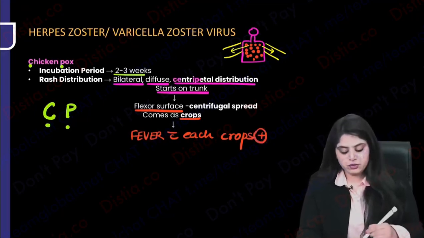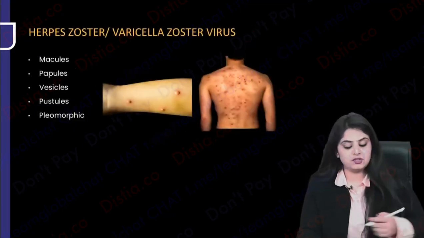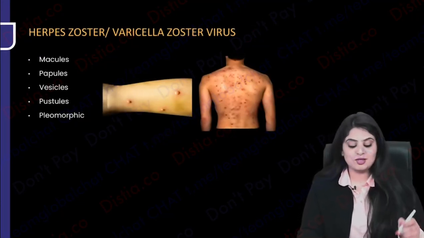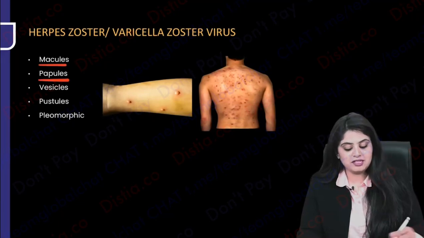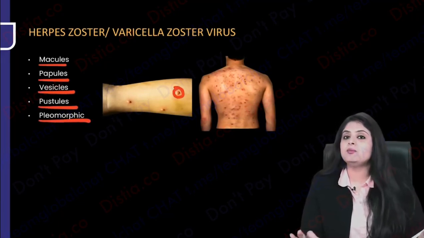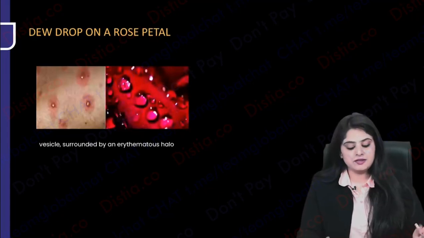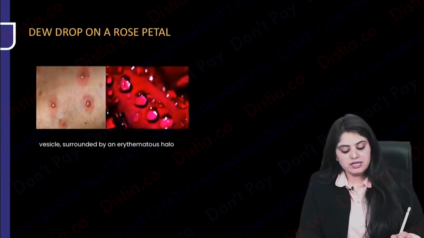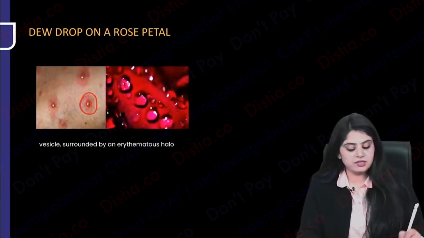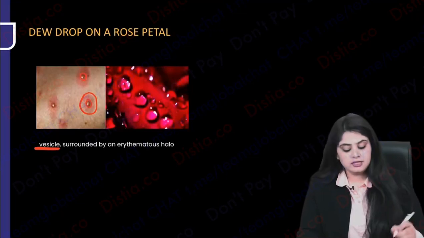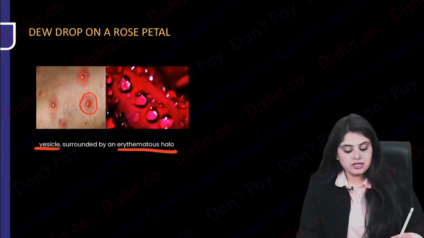How do these rashes look like? They can take so many stages. So everything that you read in dermatology, they can be macules, papules, they can be vesicles, they can be pustules. Basically, it's a pleomorphic rash. But there is one very classical description that they give of it. They say this is usually a vesicle and that is surrounded by a reddish area. Can you see? There is a vesicle over here and it is surrounded by a reddish erythematous area.